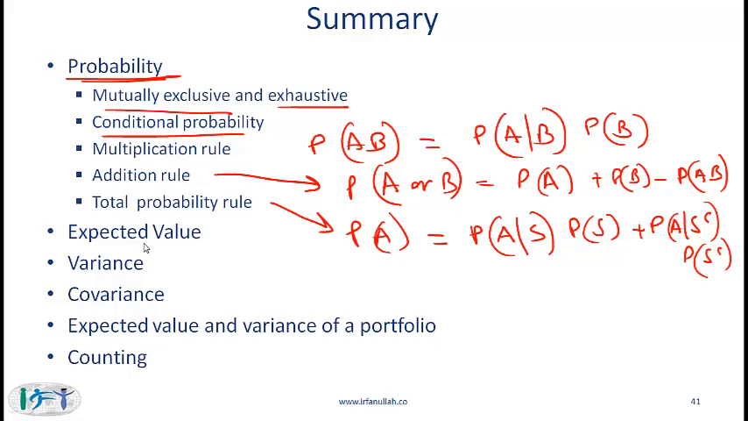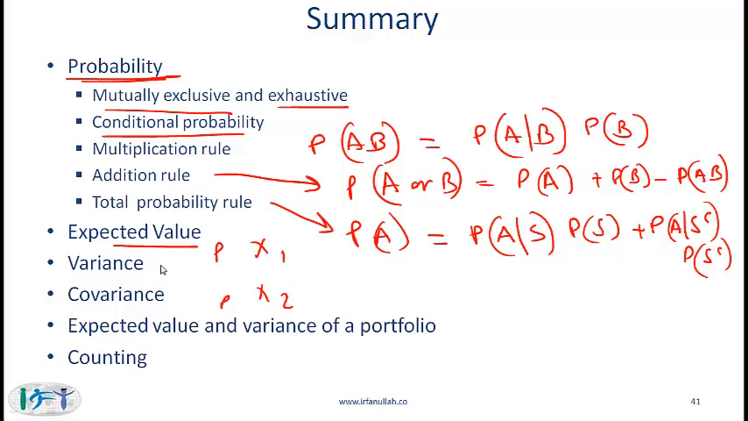We then talked about the expected value of a given random variable, which is fairly straightforward. We simply take the different values of the random variable and multiply by the probabilities for each of those values. So if a random variable can simply take on two values, x1 and x2, then the expected value would be the probability of x1 times x1 plus the probability of x2 times x2.